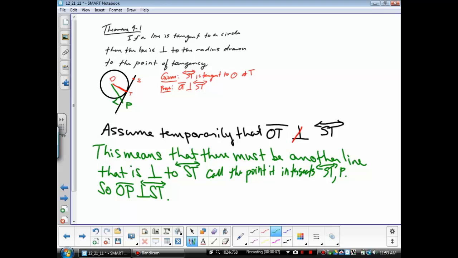Since a perpendicular segment is the shortest segment that can be drawn from a point to a line, OP must be shorter than OT. We should be running into a problem when I say that.